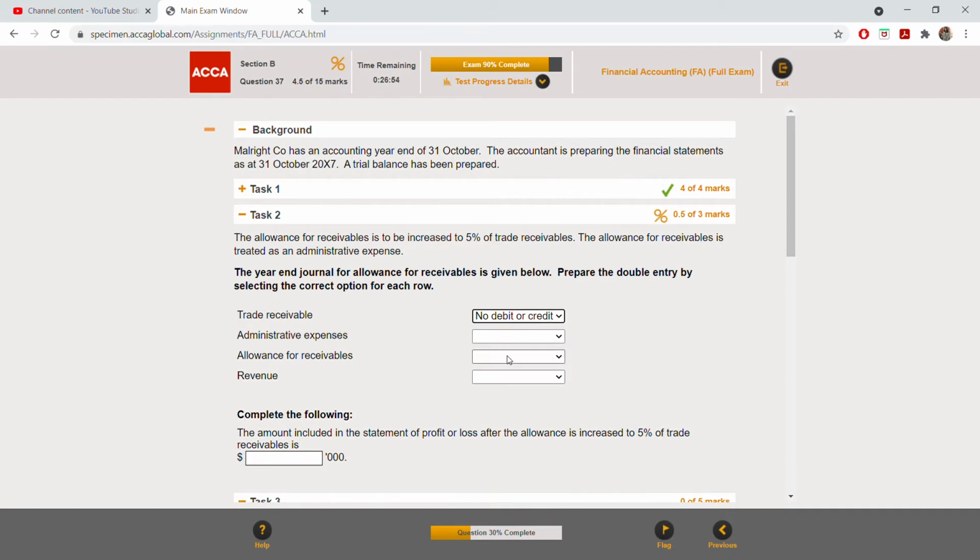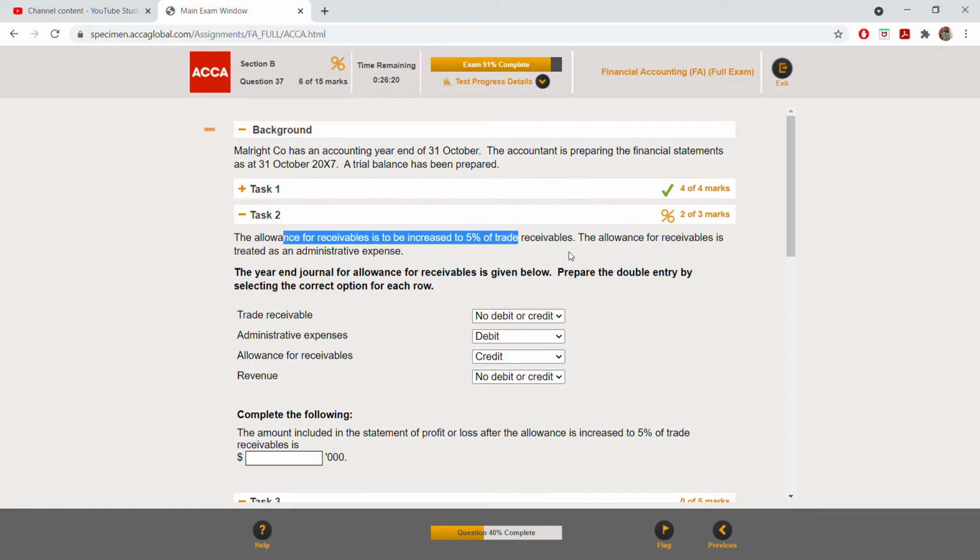No debit, no credit. Trade receivable. Okay. Next. Administrative expenses is debit. Allowance for receivable is credit. Revenue is credit. Sorry, revenue, there's no debit or credit. Because I was, you know why I made the mistake? Because I was taking it generally. Okay, I didn't take it according to this one.